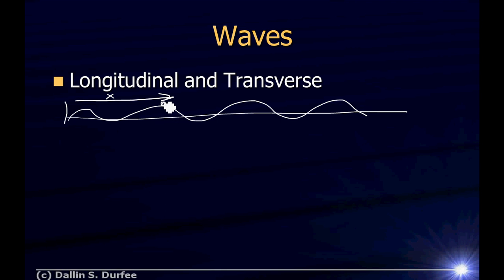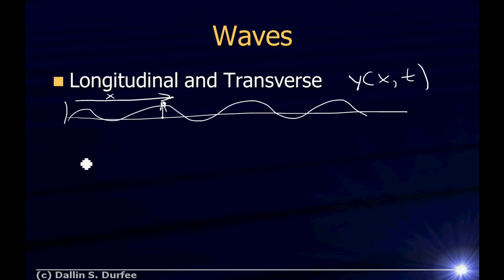All right? So x tells me which piece of the string, and y tells me how far that piece of the string is from its equilibrium position, from where it is when no wave is going through it. So this could be a wave on a string, or maybe I have a slinky and I'm shaking it back and forth. All right, whenever I have a transverse wave, I can describe the displacement, y, as a function of x and time.